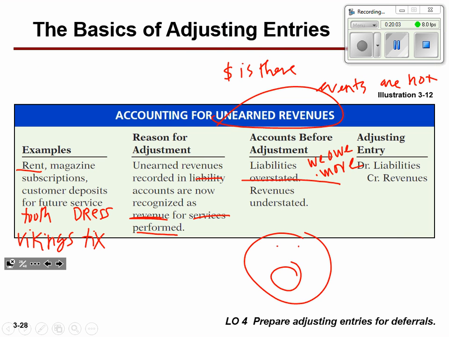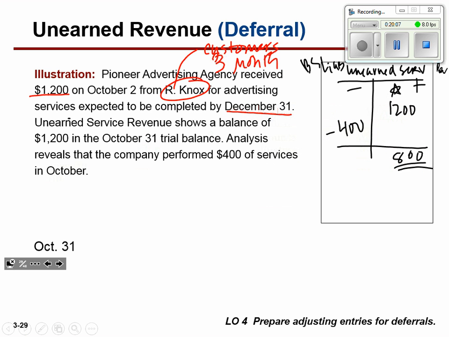Going back to this slide, had we not done this minus 400, do you see how this would have been overstated? It looked like we owe more work than we did, and it would look like we didn't have as much revenue come in. So here's the adjusting entry. I see a debit, and I see a balance sheet. The other part has to be what? Credit, income statement. So let's do the debit first.